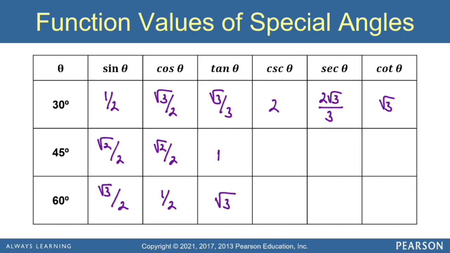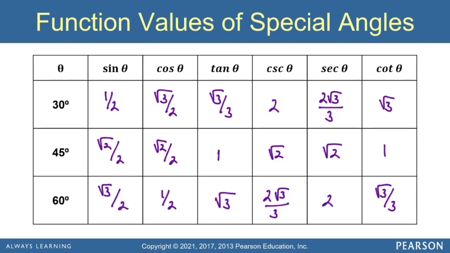For the 45 degree angle, the cosecant would be square root of 2. The secant would also be square root of 2. That works similar to what we saw with the tangent and cotangent of 30 degrees. And then the cotangent would be 1. For 60 degrees, the cosecant would be 2 square root of 3 over 3. The secant would be 2, and the cotangent would be square root of 3 over 3.